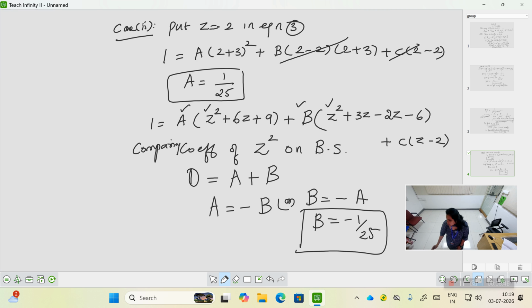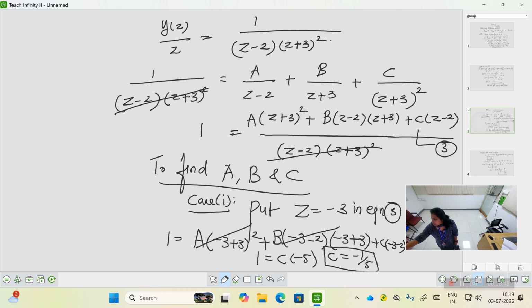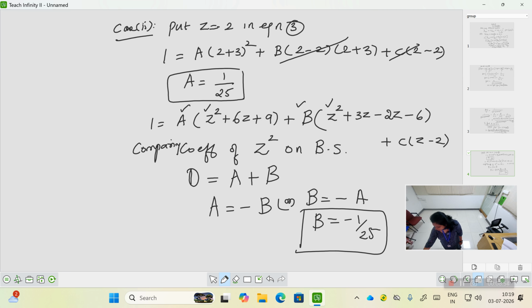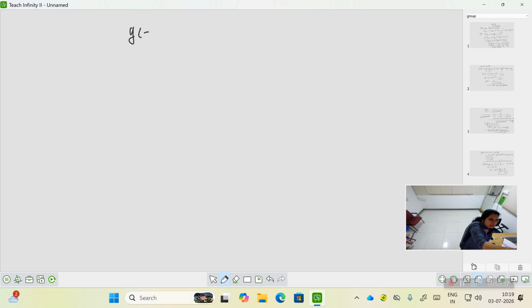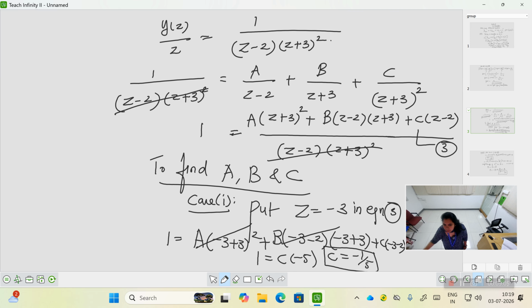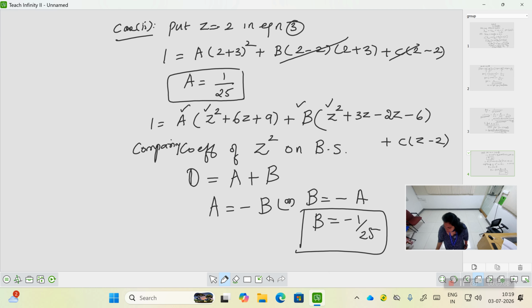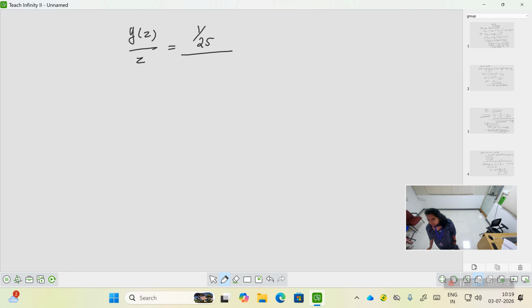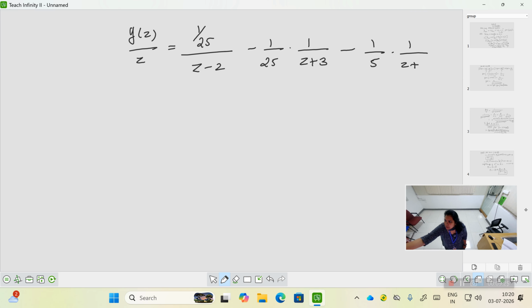Now substitute all these answers in where? Here. You have to substitute all the constants here. So we will get y of z by z is equal to A by, so A value is what? 1 by 25, is it? A value is 1 by 25 into z minus 2. B is minus 1 by 25 into z plus 3. C is minus 1 by 5 into z plus 3 the whole square.